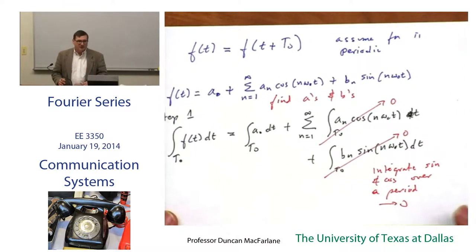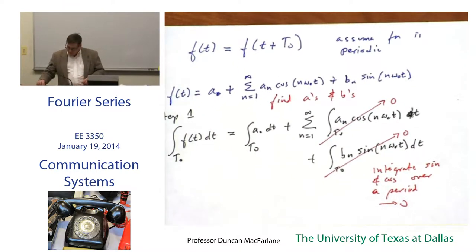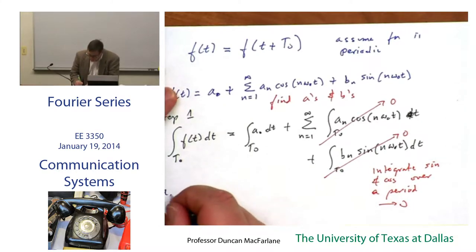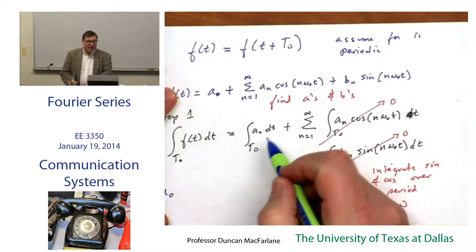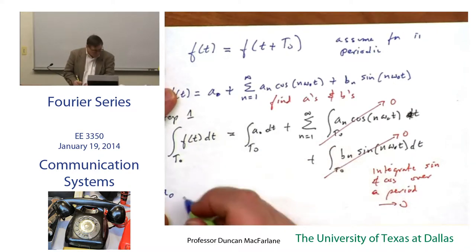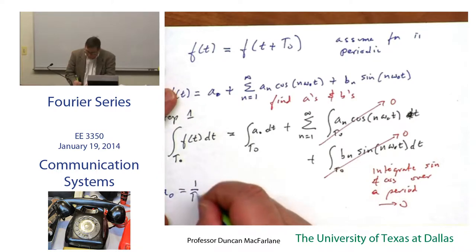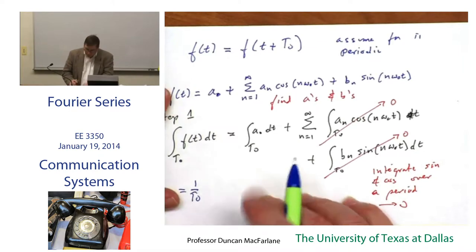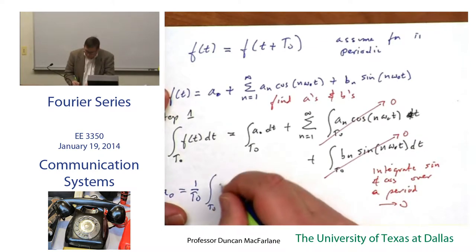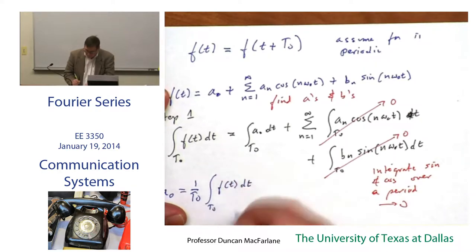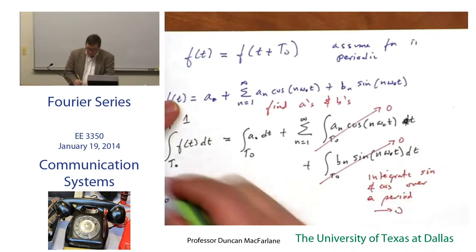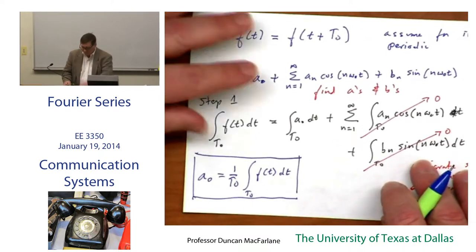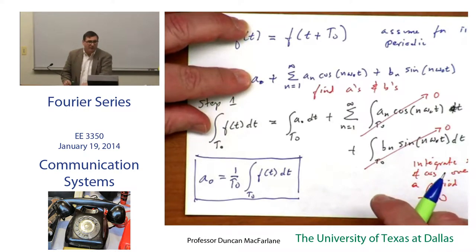That's a little note there. And so the first conclusion is that the integral here is a naught times t naught. I'm interested in finding the a's and the b's, so I'm interested in solving that equation for a naught. And so this is equal to one over t naught, the integral of f of t dt. If you can't see the piece of paper that I'm writing on, yell, please.